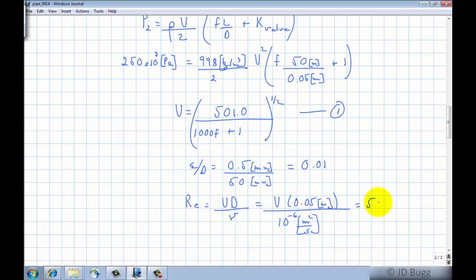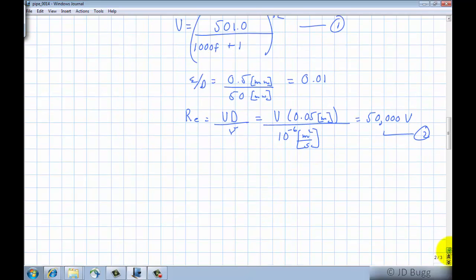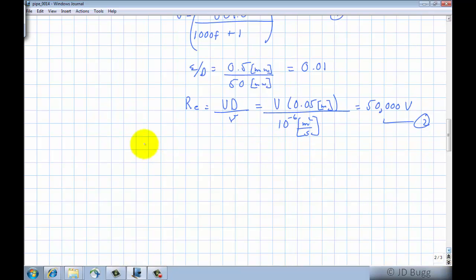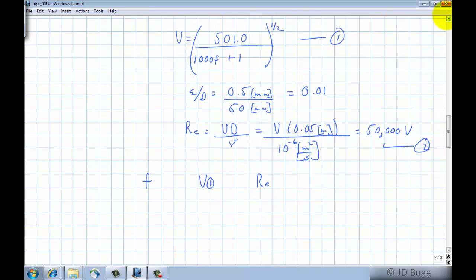So the Reynolds number is 50,000 times the velocity, and that is equation 2. So we set up our iterative solution: friction factor, velocity, and Reynolds number. Velocity is going to be calculated from equation 1. Reynolds number is going to be calculated from equation 2. And the first time through this, we'll be putting in a guess for the friction factor.